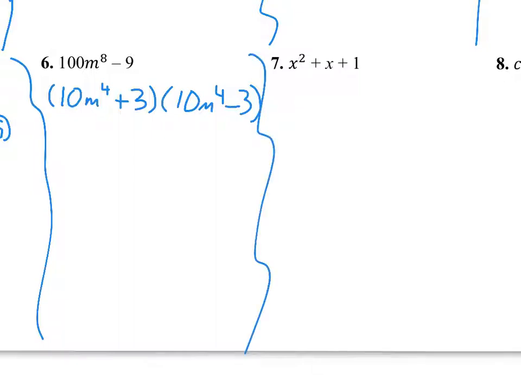Alright, for number 7, there's no GCF. We can try to x factor, but I don't think we can think of two numbers that multiply to 1 but add up to 1 as well. So it looks like 7 is prime.